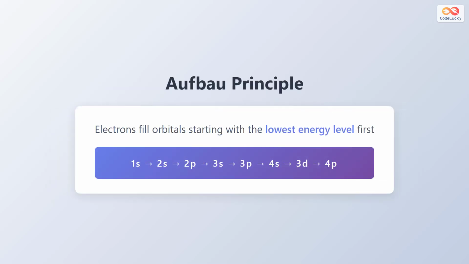The Aufbau Principle states that electrons fill orbitals starting with the lowest energy level first, then move to higher energy levels. The word Aufbau comes from German and means building up. The filling order follows a specific sequence: 1s, then 2s, then 2p, then 3s, then 3p, then 4s, then 3d, then 4p, and so on. This order isn't always straightforward because sometimes higher numbered shells can have lower energy than expected.